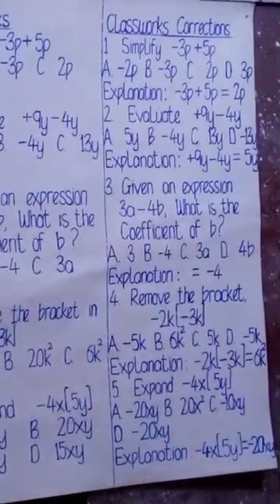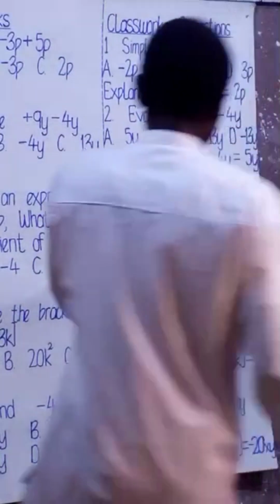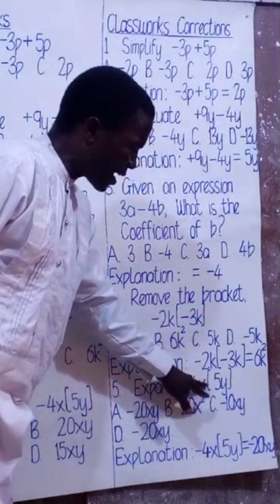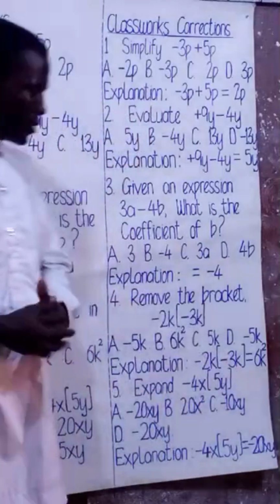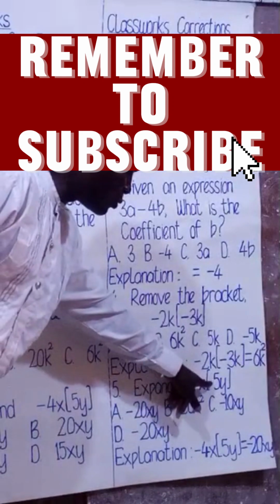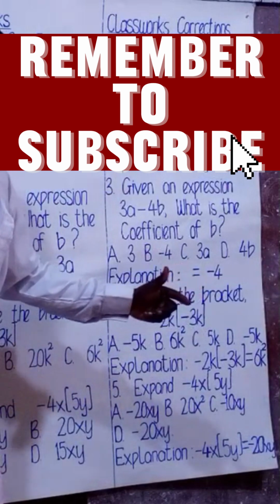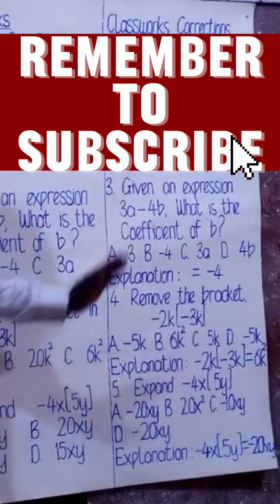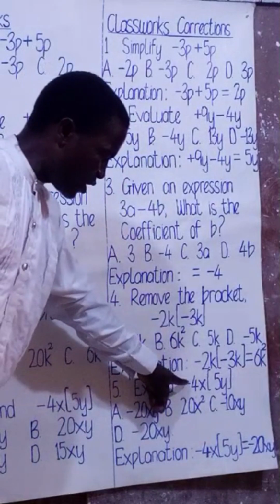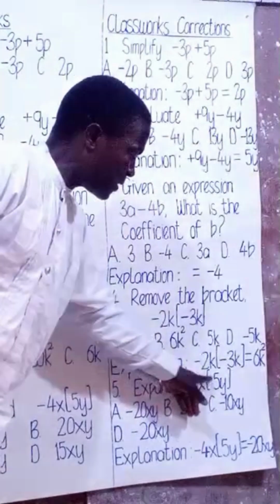Now, let's quickly look at the correction of this exercise 5. Once again, the question says, expand minus 4x into bracket 5y, then bracket close. Here, there is an invisible plus, and you are asked to expand. When you want to expand, it means remove the bracket. And so what you are going to do first and foremost, you are going to say minus times plus. Don't forget, there is an invisible plus here.